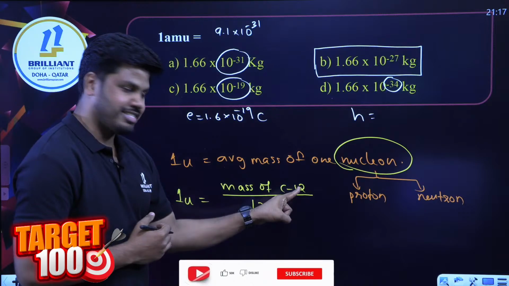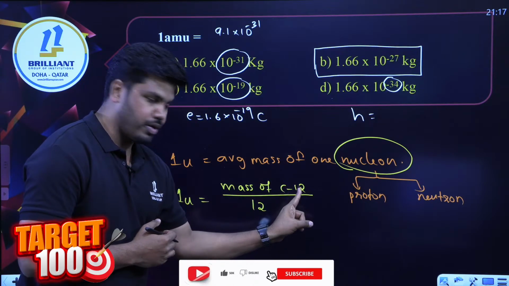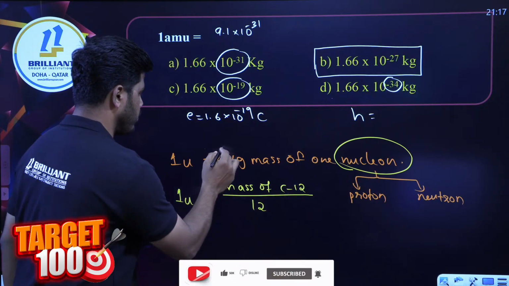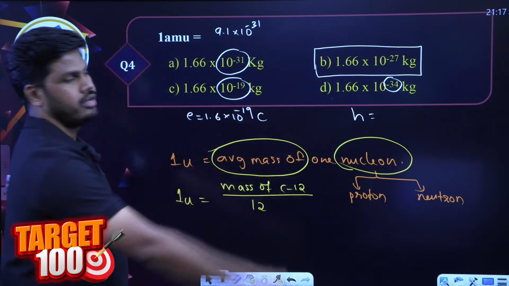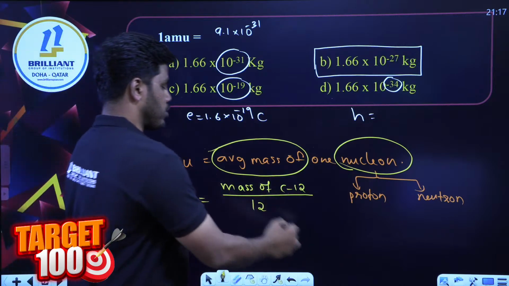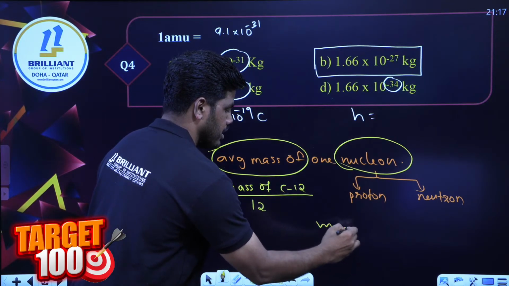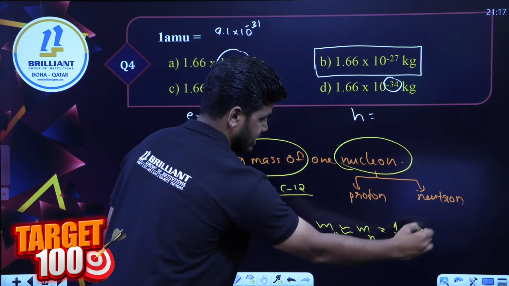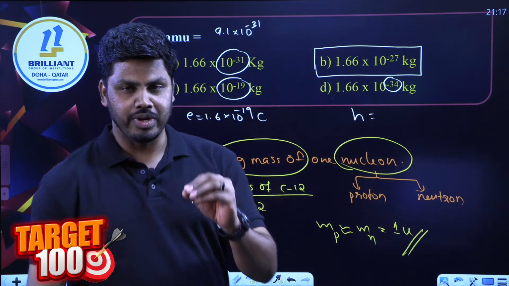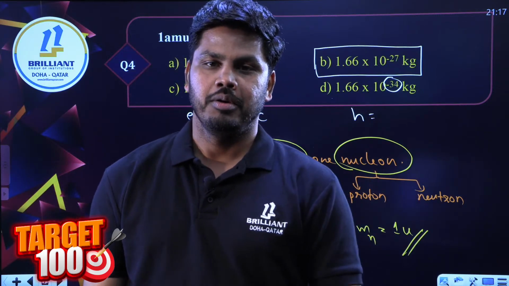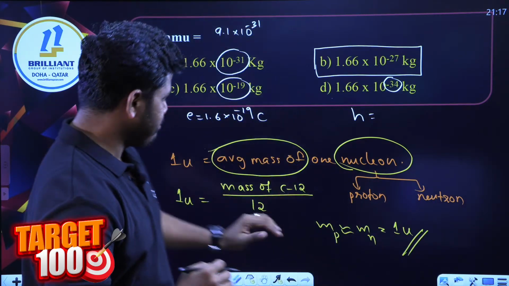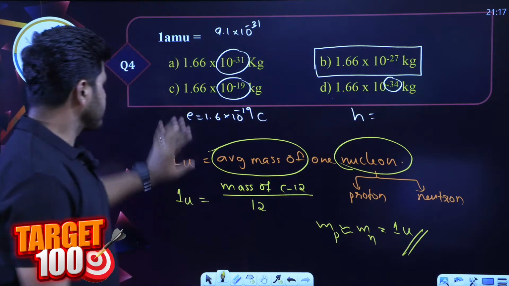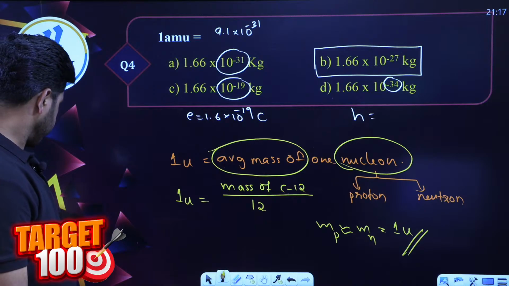Mass number of carbon is nothing but the number of nucleons, which is 12. Mass of total nucleons divided by 12, the mass of 12 nucleons divided by 12, will give you the average mass of 1 nucleon. So we can say mass of proton and mass of neutron are approximately equal to 1 atomic mass unit. Not exactly equal. We know neutron is slightly heavier than proton, but they are almost equal, with a small difference between the masses. Fine, so that was 1 atomic mass unit related concepts.